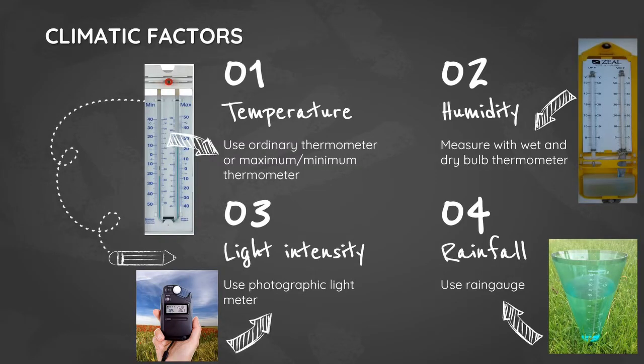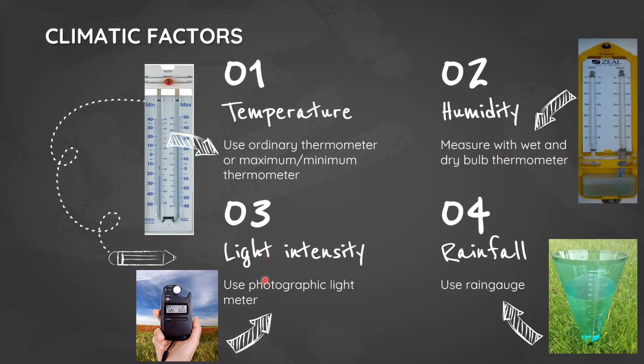So we're going to be looking first at the climatic factors. Climatic factors, as the name suggests, relate to the climate or the weather. So temperature refers to how hot or cold something is. We can use an ordinary thermometer or a minimum thermometer. Humidity refers to the amount of moisture in the air. So we normally use a wet and dry bulb thermometer.